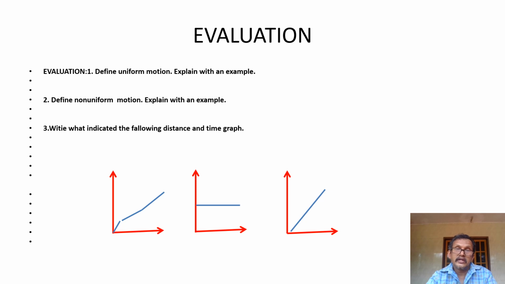Here evaluation is there. Define uniform motion with an example. Define non-uniform motion, explain with an example. What is indicated by the following distance-time graph? Here a distance-time graph is given. What is this graph indicating?